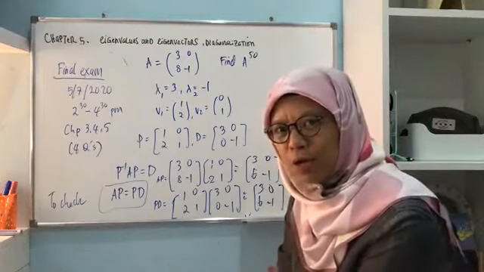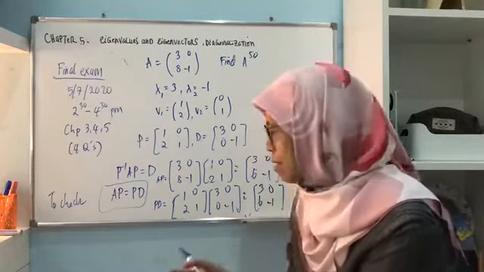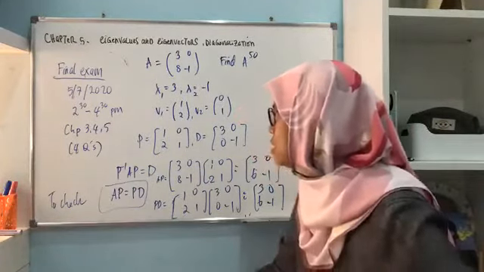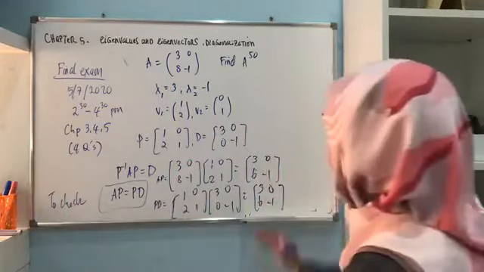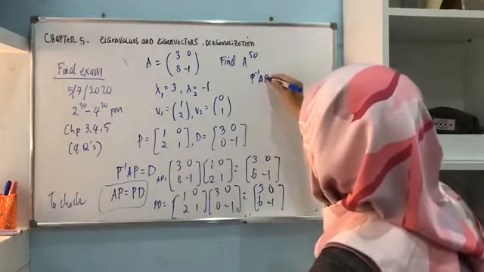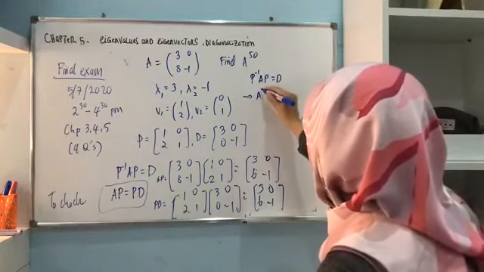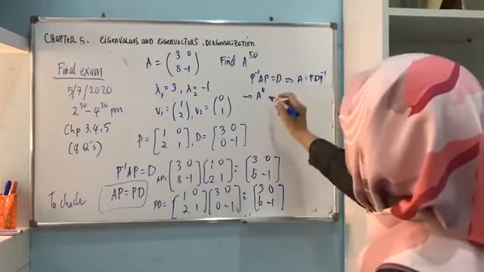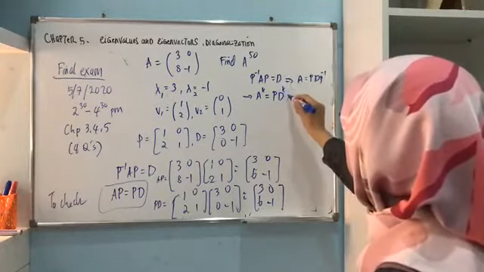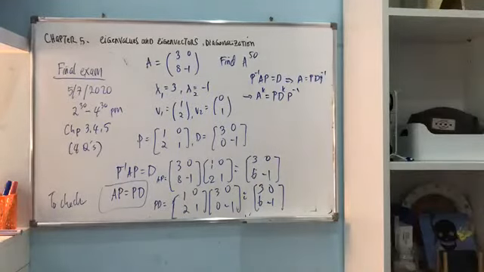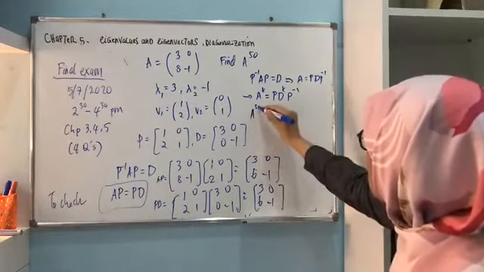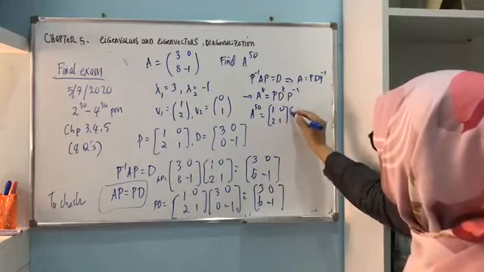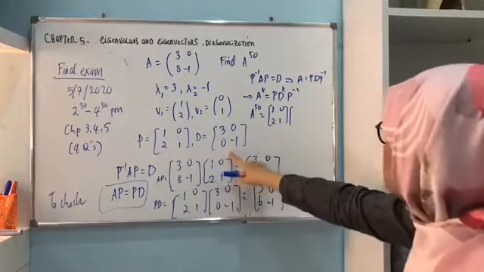Now the next question is find A to the 50. You cannot do it by calculator. Okay, calculator won't be able to multiply this. So what you will do is use the formula, right? So just now we have P inverse A P is D, and A is P D P inverse. So A to the K is P D to the K P inverse. So A to the 50 is P D to the 50 P inverse.